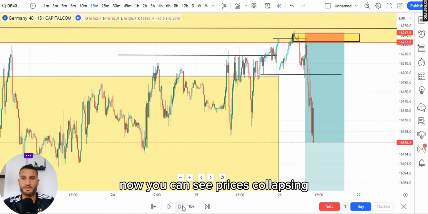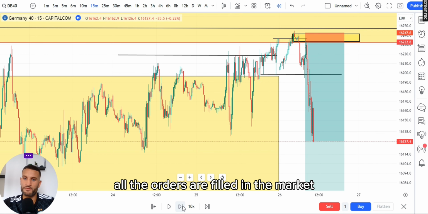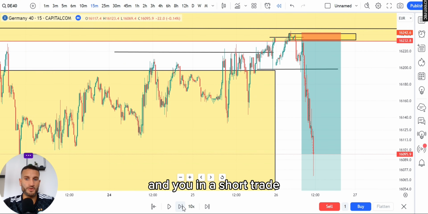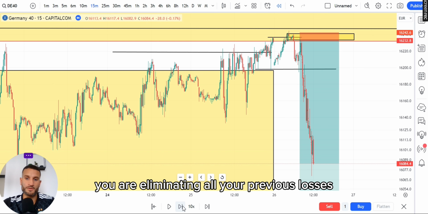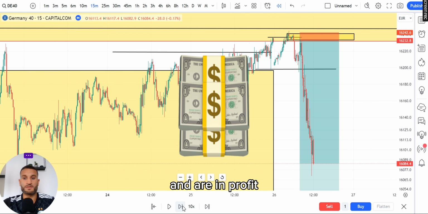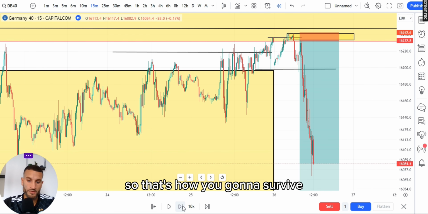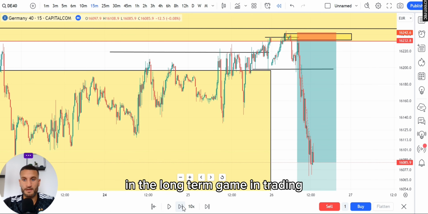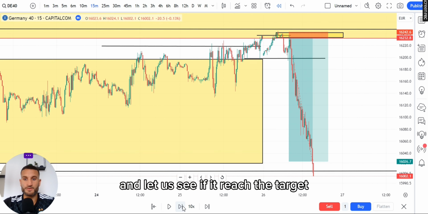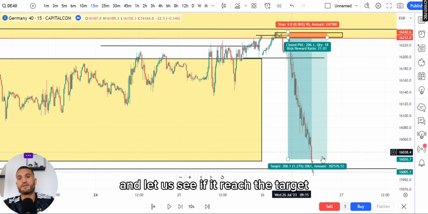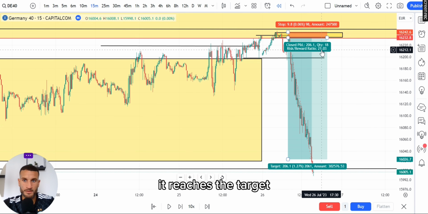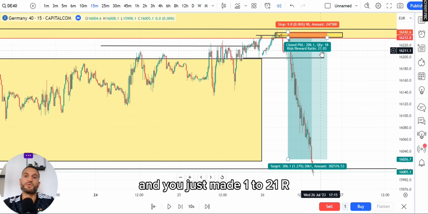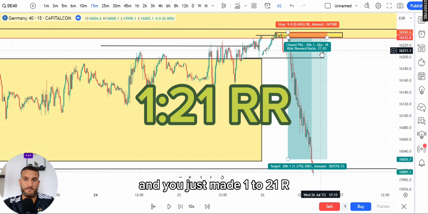Now you can see price is collapsing. All the orders are filled in the market, all liquidity is taken out, and you're in a short trade, and right now you are eliminating all your previous losses and are in profit. So that's how you're gonna survive in the long-term game in trading. And let us see if it reached the target. As you can see, very easily it reaches the target, and you just made 1 to 21R.